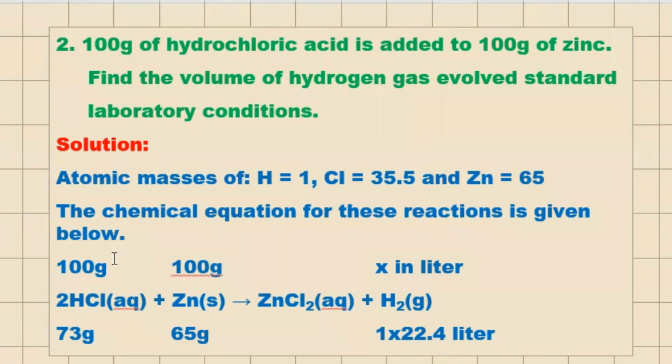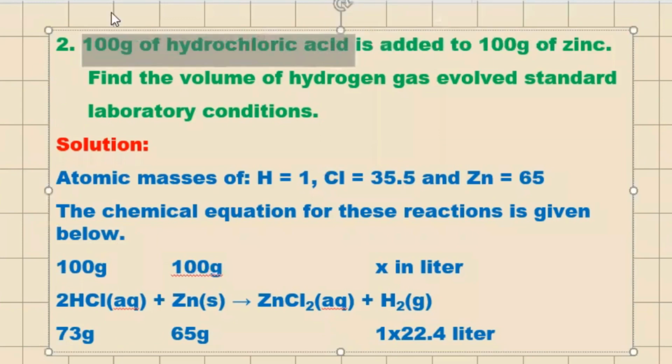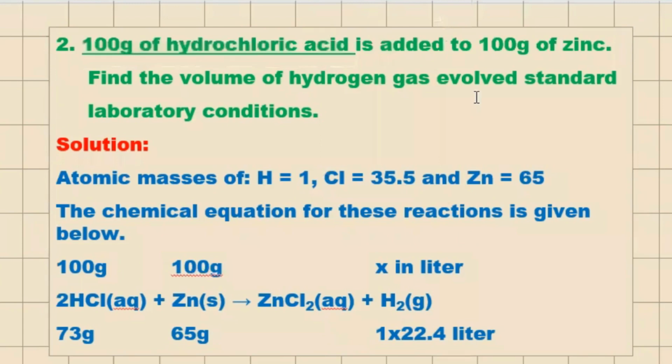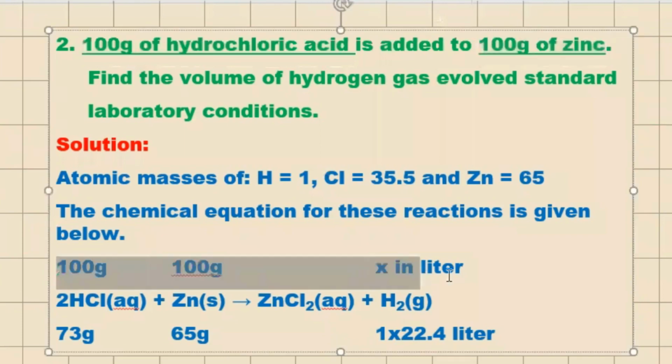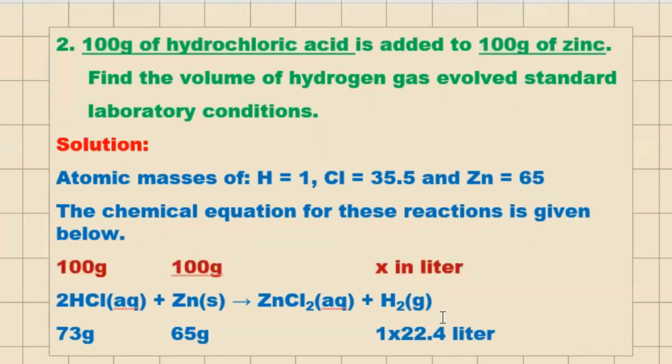The chemical equation for this reaction is given below. Here you have 100 gram, the given mass of hydrochloric acid, added to 100 gram of what? Zinc. The mass of zinc and hydrochloric acid is the same, 100 gram each. And the required one is the volume of what? Hydrogen in liter, X. Then find this X.